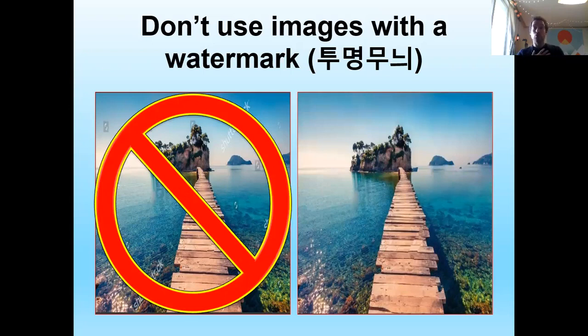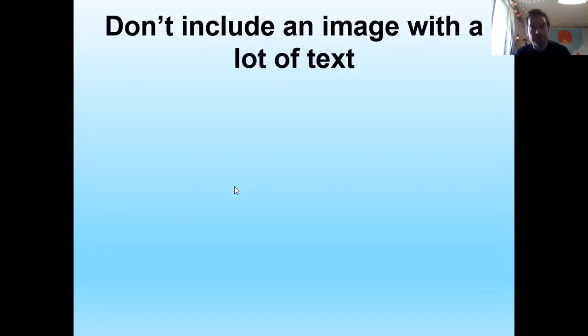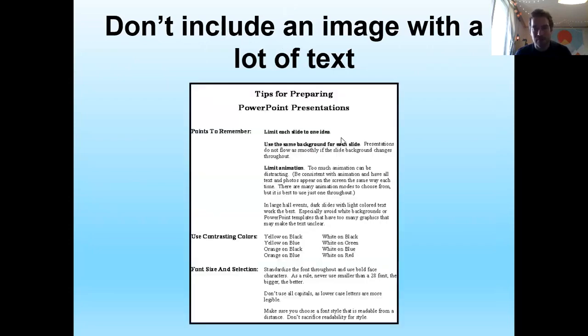Nowadays with Google and other websites, there are so many images that don't have watermarks that you have options. You don't have to choose one with a watermark. So don't use images with watermarks. Also, don't include an image with a lot of text. Look at all that text. It's like a little short story. So don't include images with a lot of text.